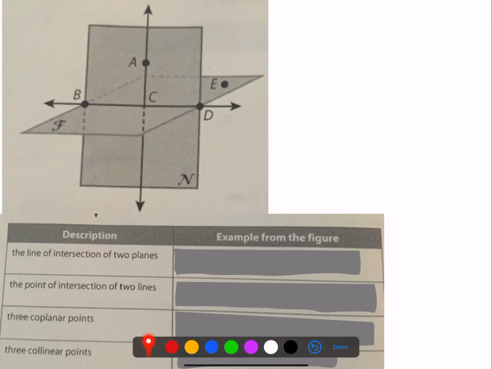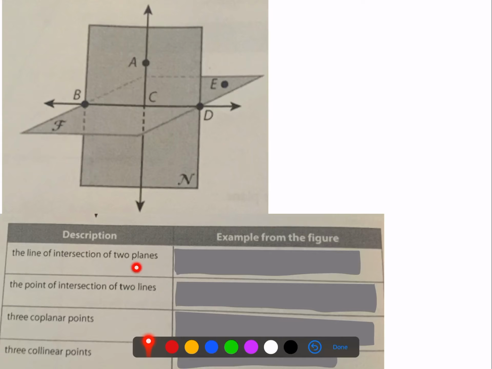Now, next up, go ahead and give these a try. What they have is a description over here, so they're going to describe something to you. You need to find an example in this figure of that description. Pause the video if you'd like so you can go through these, and then you can resume to go right through them with me. All right, so looking at this, the line of intersection of 2 planes.